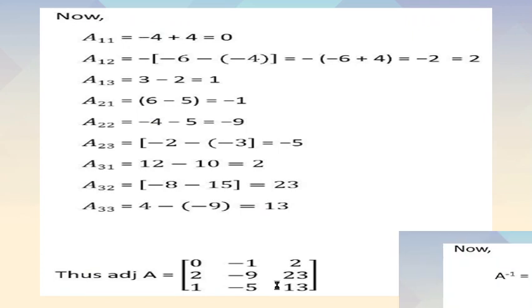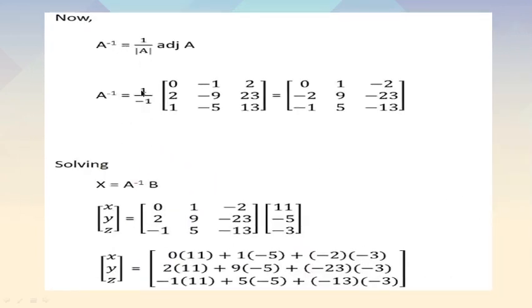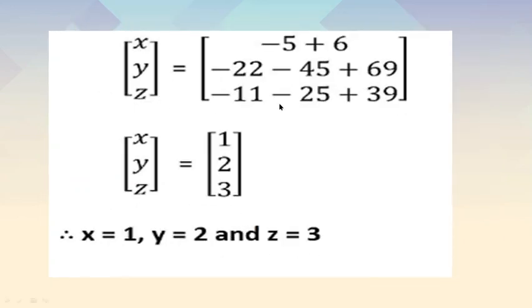Adjoint A is ready. Now A inverse is 1 upon determinant A, that was -1, into adjoint A, the matrix that we have just calculated. Now we have to find matrix X, and X = A inverse B, so we will input the value of A inverse and matrix B and then multiply. And after solving we are getting 1, 2 and 3, and these two matrices are equal. It means X is 1, Y is 2 and Z is 3.